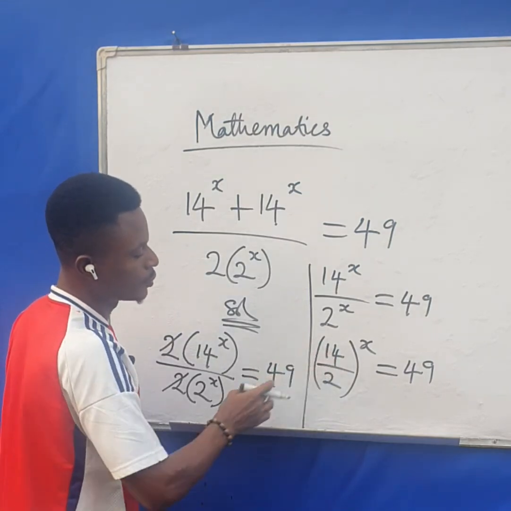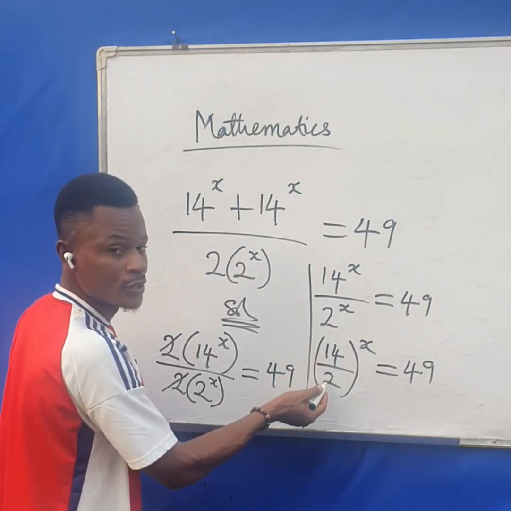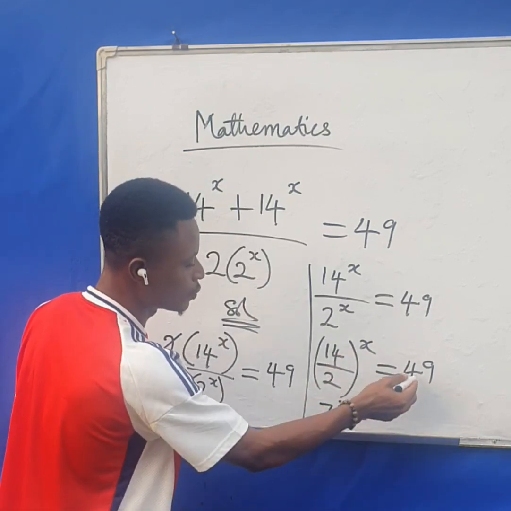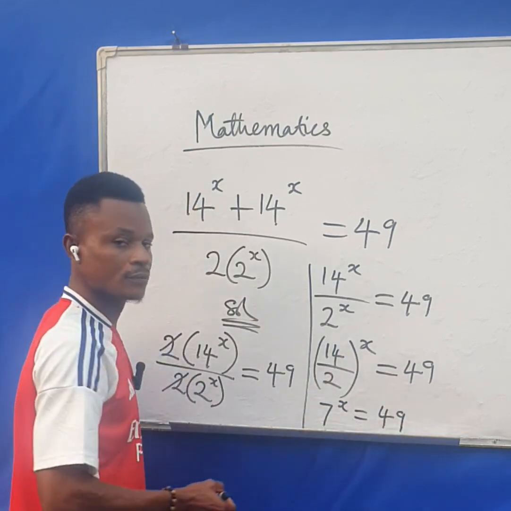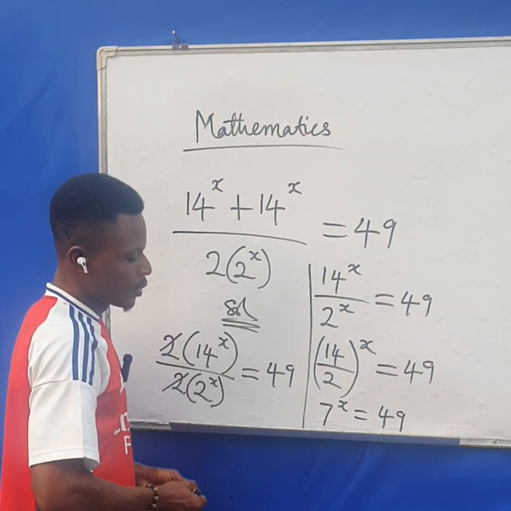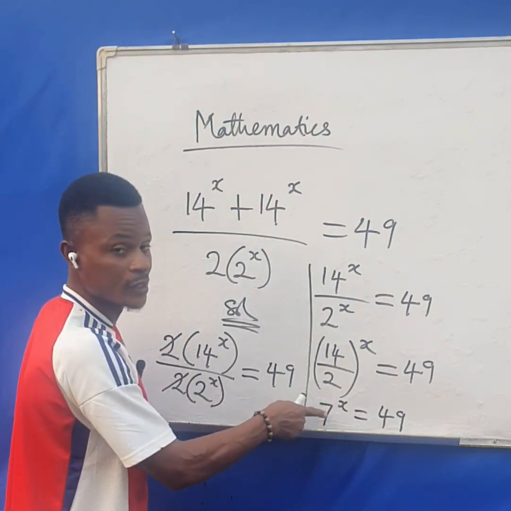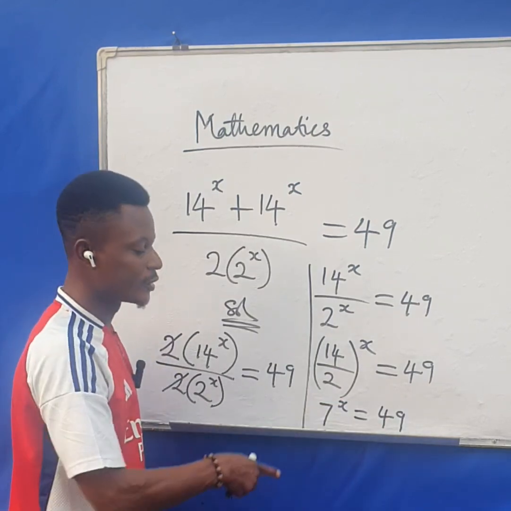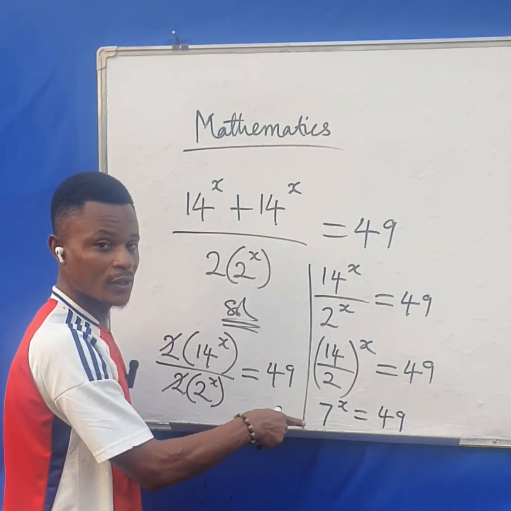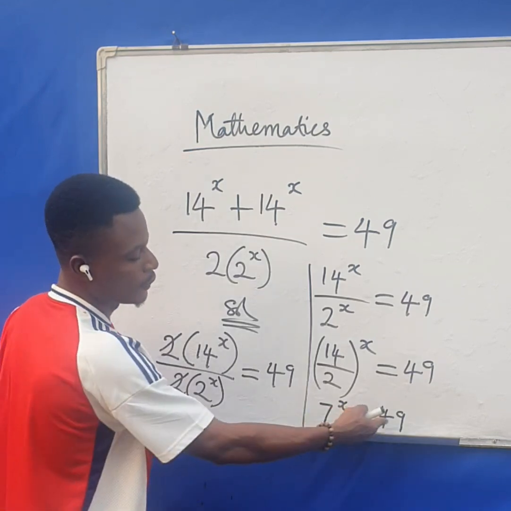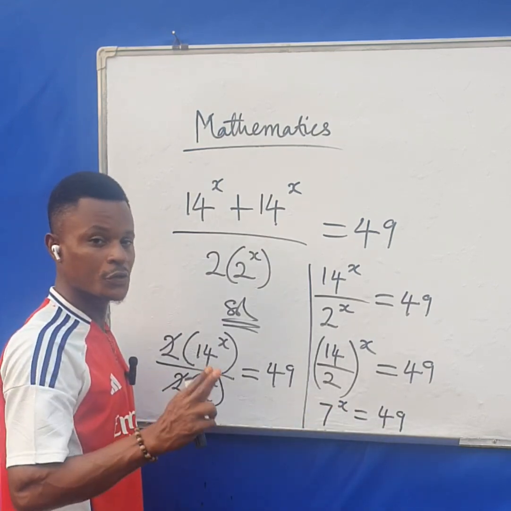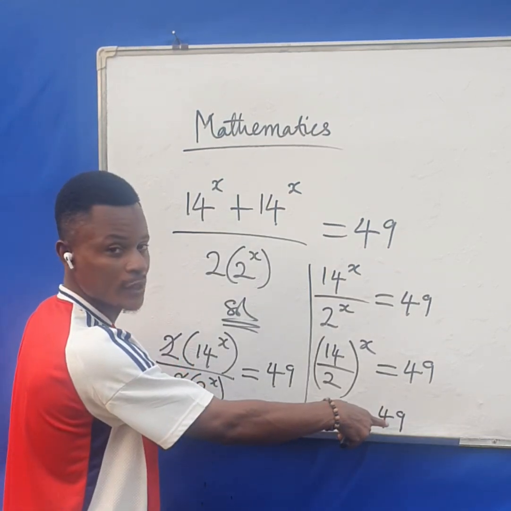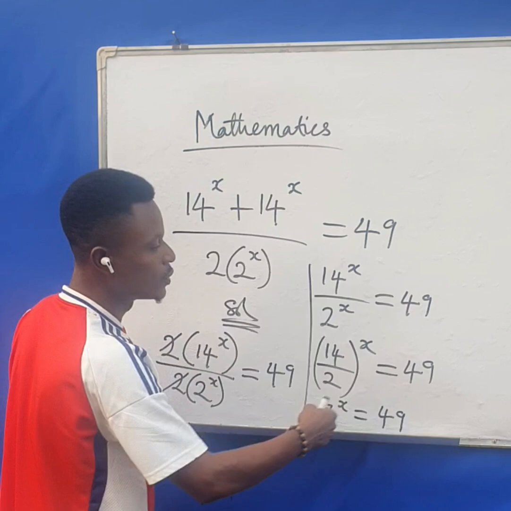Now, inside this bracket, we have 14 divided by 2, which is 7. So we have 7 raised to the power of x, then equal to 49. Now, if you look at this equation, the left-hand side is in exponential form. So we have to rewrite this right-hand side to also be in exponential form in the same base with that of the left-hand side. And the question is how? This 49 can be written as 7 raised to the power of 2. Why? Because 7 times 7 into 2 places will give us this 49. So we are going to replace this 49 with 7 raised to the power of 2.